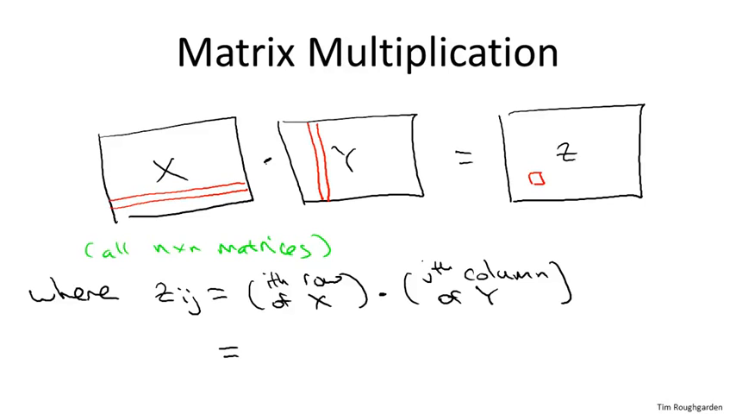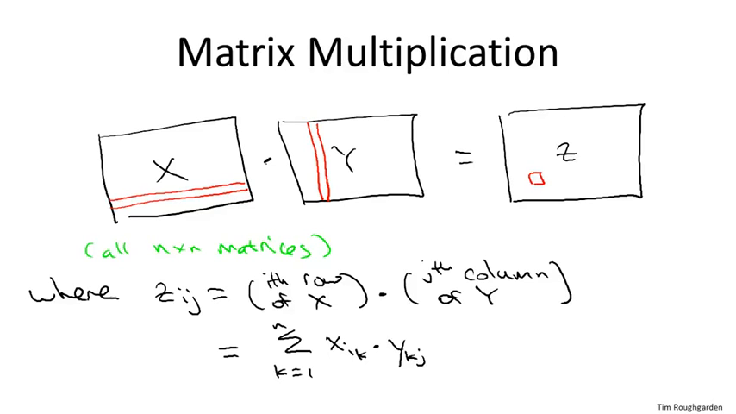And recall what I mean by dot product. That just means you take the products of the individual components and then add up the results. So ultimately, the zij entry boils down to a sum over n things, where each of the constituent products is just the xik entry, the ik entry of the matrix x, with the kj entry of the matrix y, where k is ranging from 1 to n. So that's how zij is defined for a given pair of indices i and j.